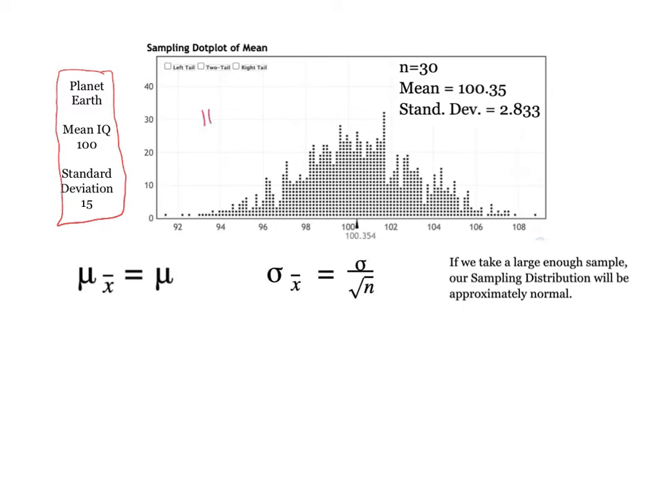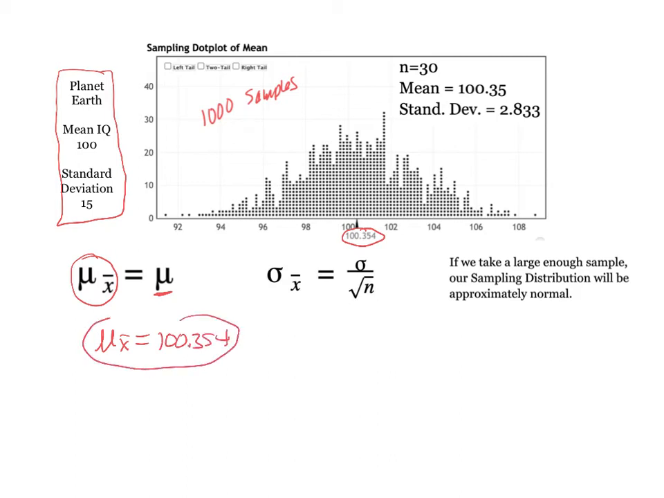So remember, this is 1,000 samples taken, okay? And the mean of all these samples should equal the population mean. And the mean of all of these samples was 100.354. So very close, okay? And that's an excellent estimate of the population mean, okay?